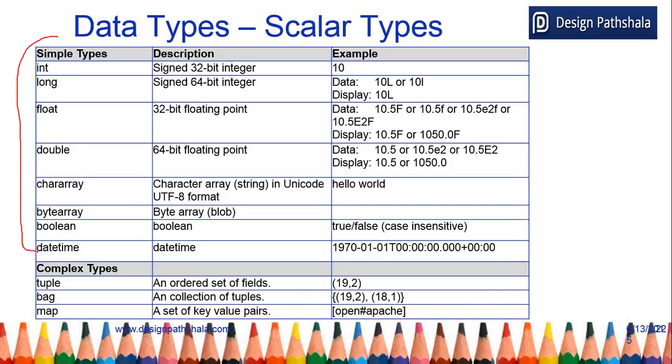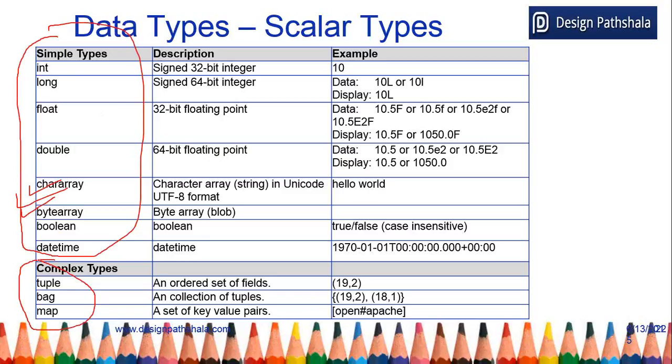So these are the data types supported by the language. All these are self-explanatory. Does anyone want me to explain anything? Char arrays, array of characters, byte array, date time. So these are the complex ones.